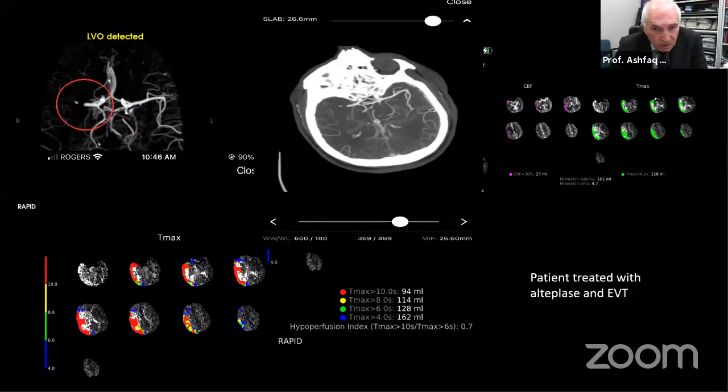So not only does the software give you where the occlusion is, what your collaterals are looking like, what your mismatch is, it also talks about this green tissue and gives you the speed. So the higher the hypoperfusion index, the faster this tissue is going to burn out. We treated this patient with TPA because they were in the window and also had an EVT, but the results were not that good. Compare this to a second patient.